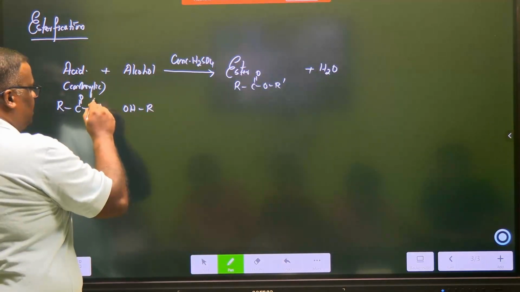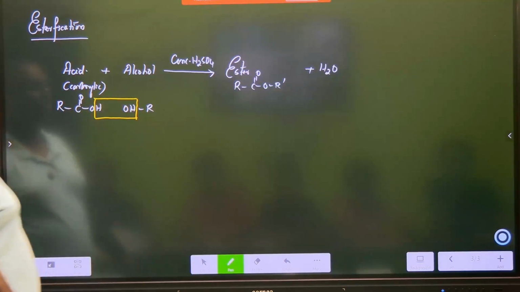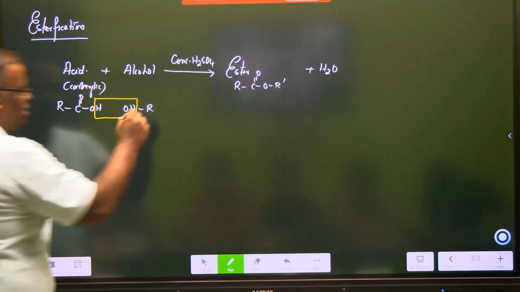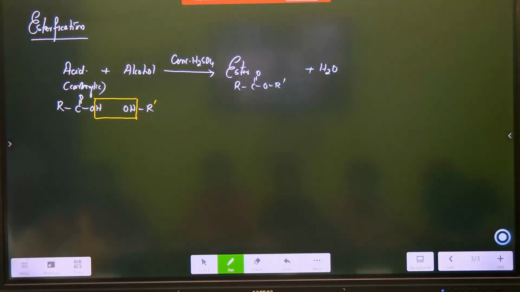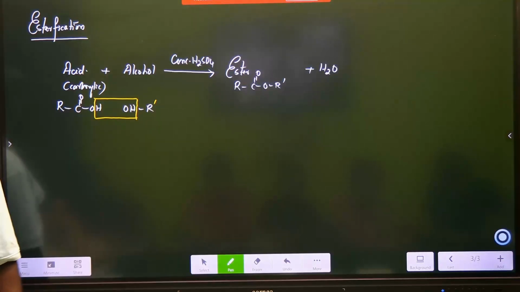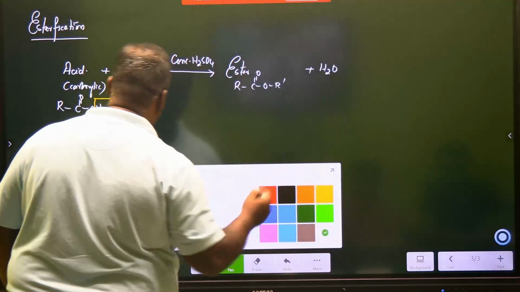Sir, this much portion will go out. This is water. And for your simplicity, you take this as R'-OH. So you actually form RCOOR'. Can you write it with the mechanism on your own, or do you want my help?